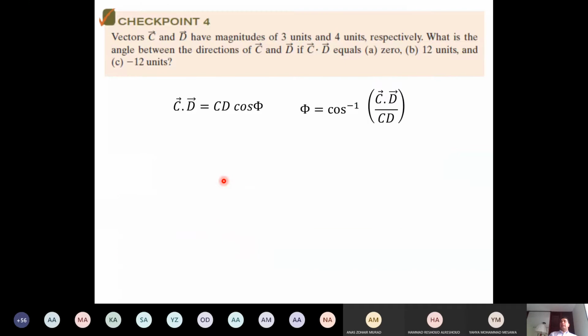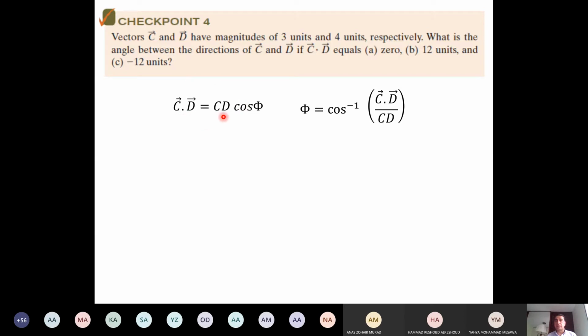Okay, here is a checkpoint, and again, your participation is needed here. Vectors C and D have magnitudes of 3 units and 4 units, respectively. What is the angle between the directions of C and D if C dot D equals 0, 12 units, and minus 12 units? So the hint for that answer is I already provided here.